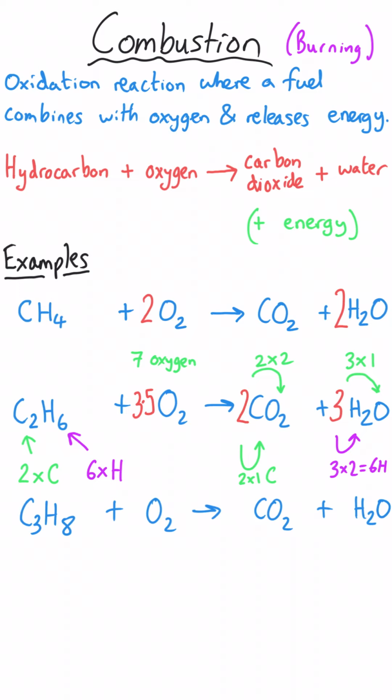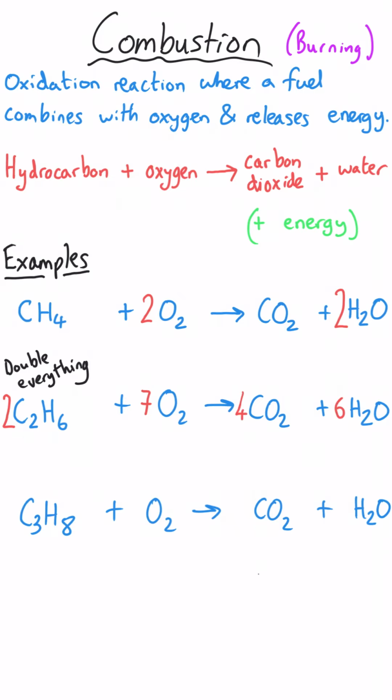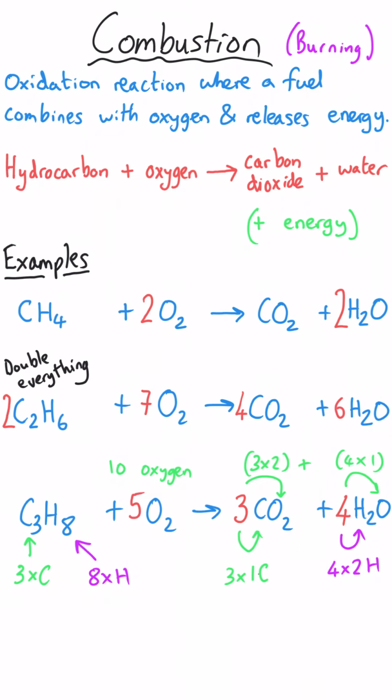When you're faced with a situation like this, what we're thinking is, well, how can we get rid of that fraction? So we've got 3.5, or 7 over 2, and the way to get rid of that fraction is to turn everything twice as big. So we end up with 2 ethane, 7 O2s, 4 CO2, and 6 H2O. Then when we get back to propane, everything's easier again because we've got 3 CO2 and we've got 4 H2O, and so that means we need 10 oxygen on the left, so we need 5 O2.